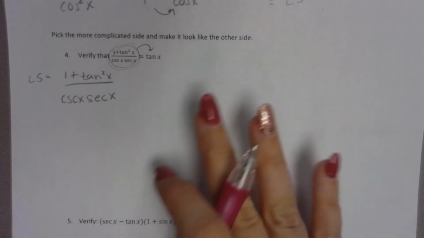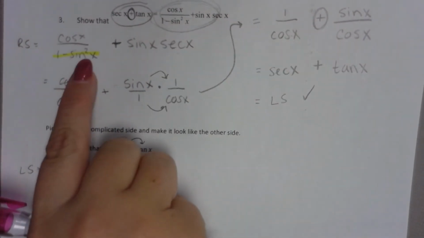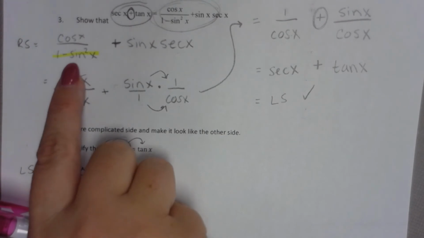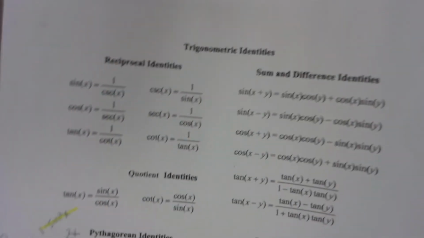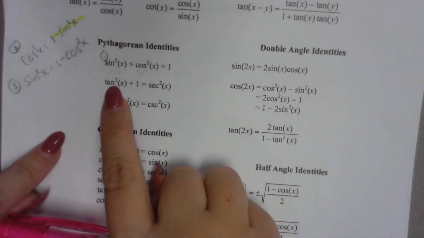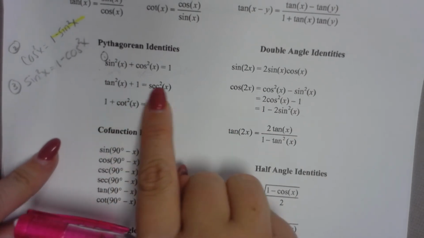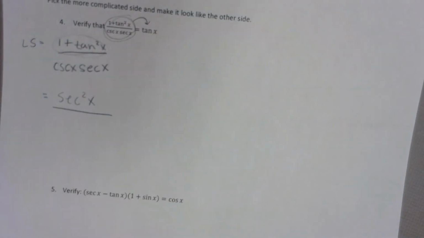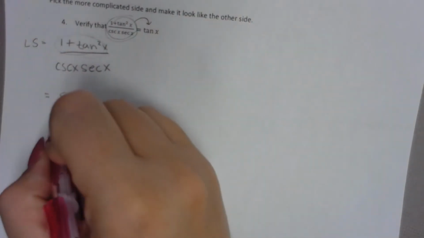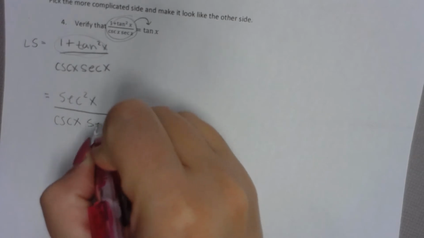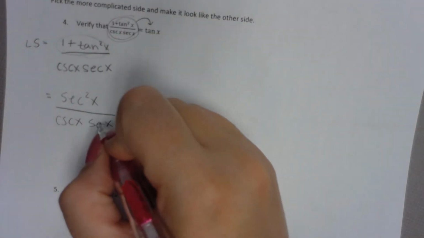Now remember in these other problems when I said whenever you see a sine squared, in your brain you should be thinking, I need to go to the Pythagorean theorem. Same thing here. If I see a 1 plus tangent squared, let's go to our Pythagorean theorem spot here. If we look, tangent squared plus 1 is equal to secant squared. Well, this is tangent squared plus 1, so this whole thing here can turn into secant squared. And then on the bottom, I've got cosecant x and secant x.